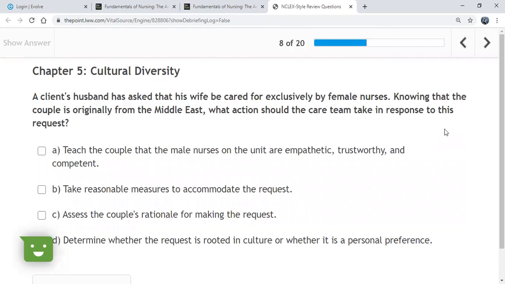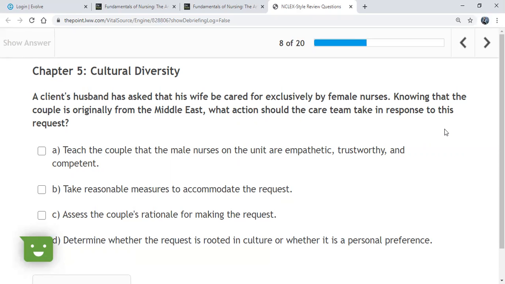A client's husband asks that his wife be cared for exclusively by female nurses. Knowing that this couple is originally from the Middle East, which action would the nurse take in response to the request? B. Yes, you're going to do whatever you can to accommodate it. Can we always accommodate this request? Not always. No, we can't always accommodate it.